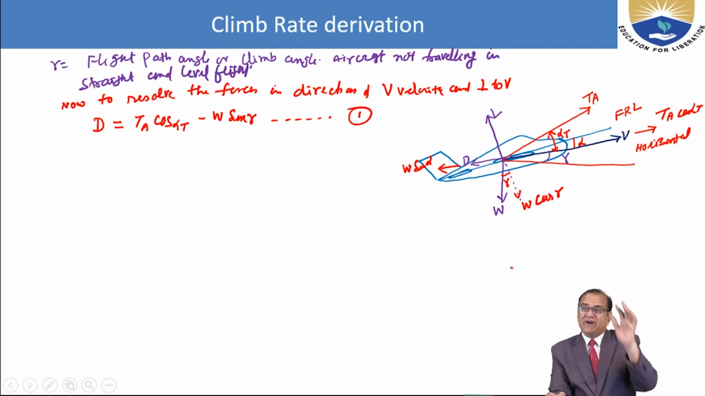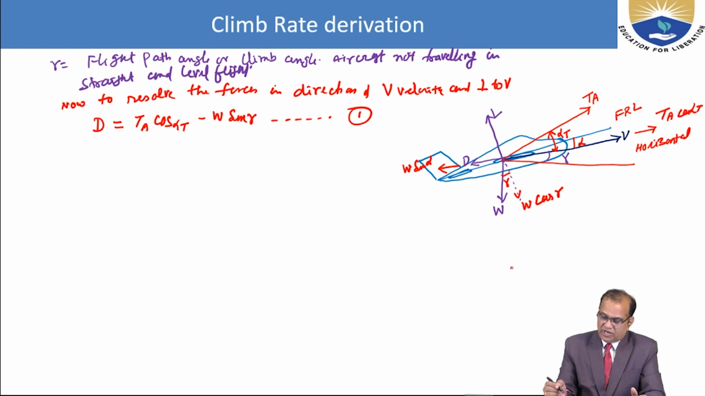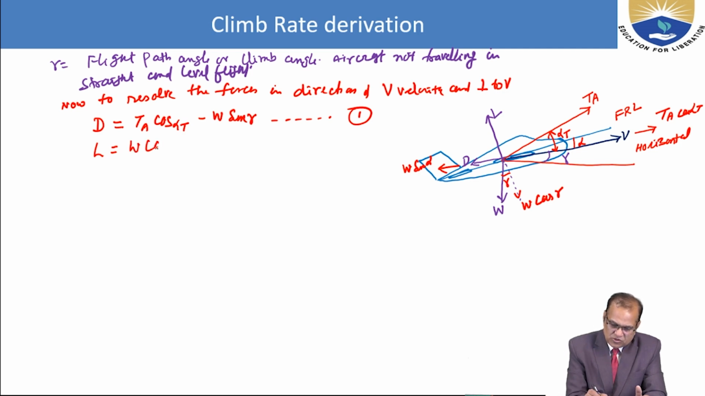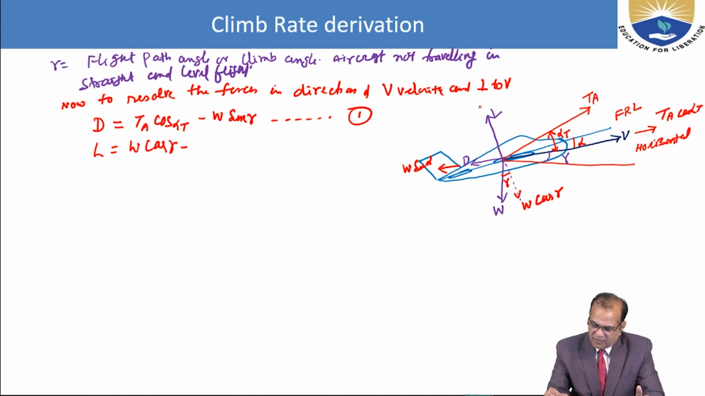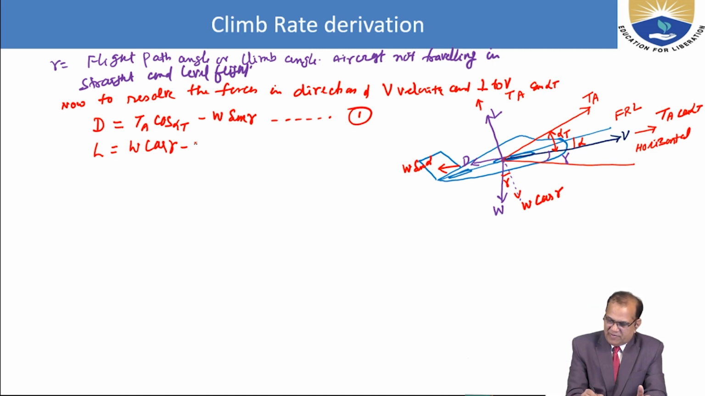Now we will see the perpendicular to the V. So L is the first component, which is on the upper side, and this L is equal to W cos gamma, it is opposite to this L. Minus, in the same direction of L, one more component is here, it is TA sin alpha T. So L is equal to W cos gamma minus TA sin alpha T. This is equation number two.